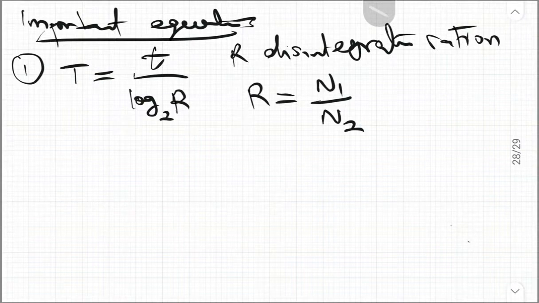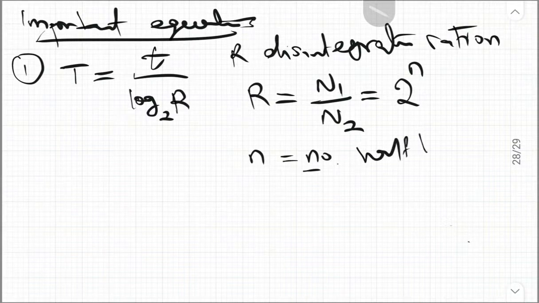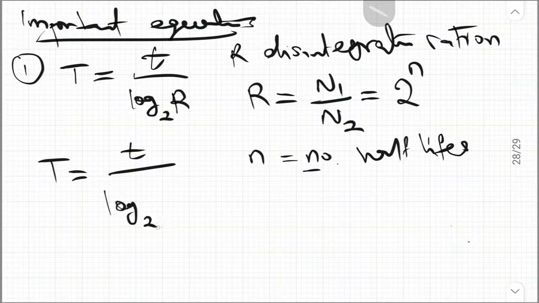Okay, and this is also equal to 2 to the power of n, where n is the number of half-lives. N is the number of what? Half-lives. So take note of this equation. So we could still write this equation as big T equal to small t over logarithm of 2. What is r? R is just n1 over n2.